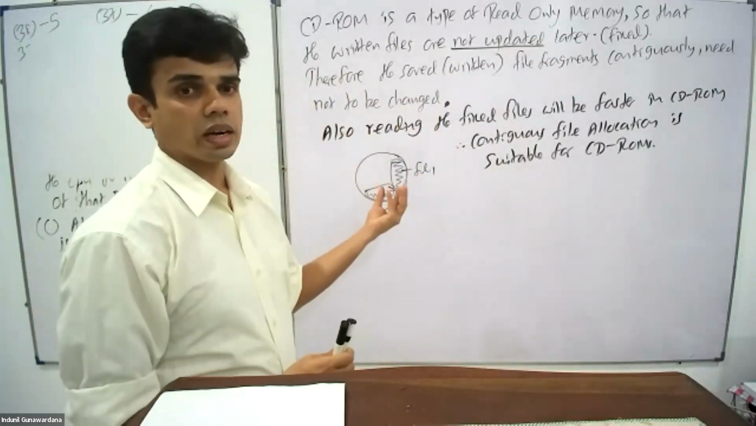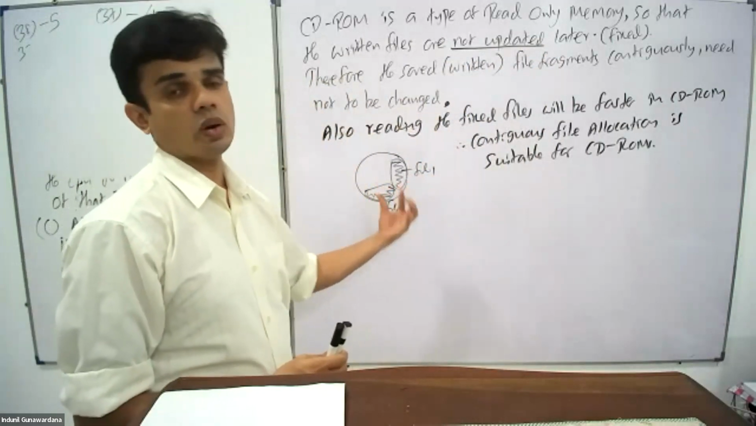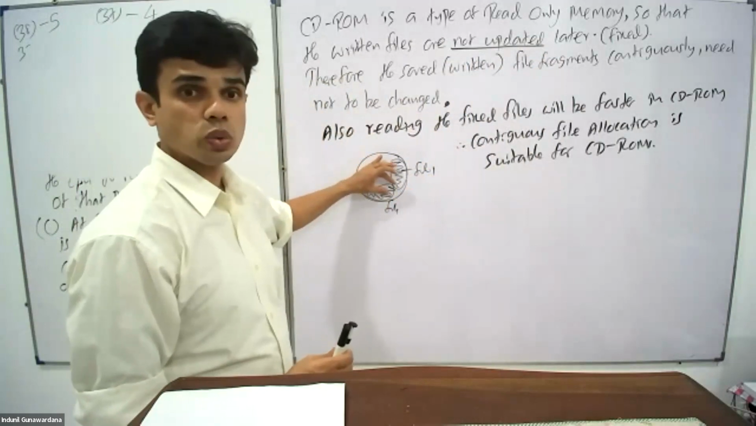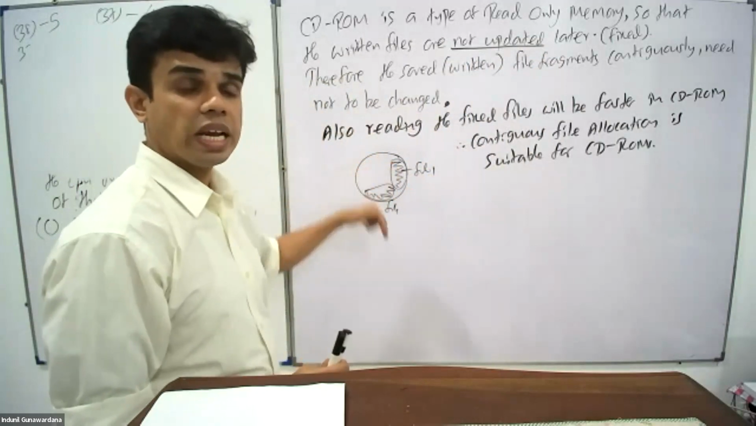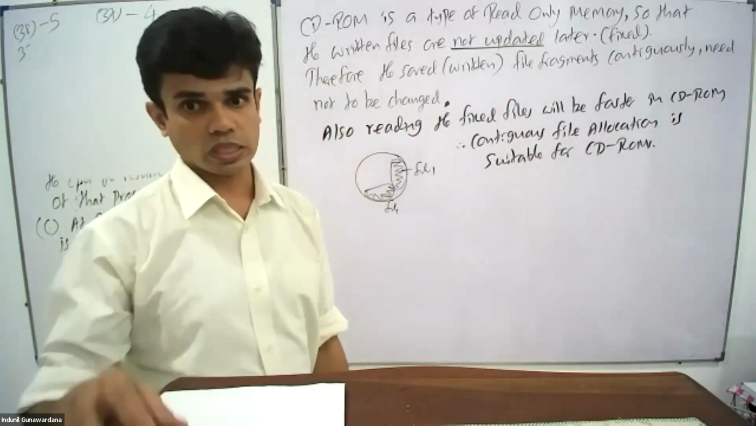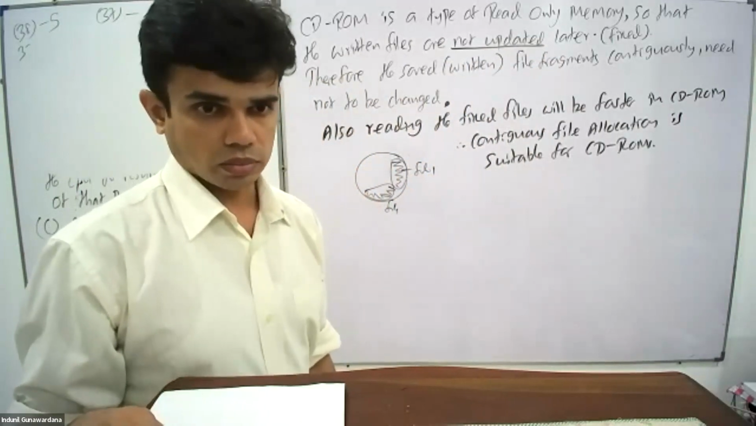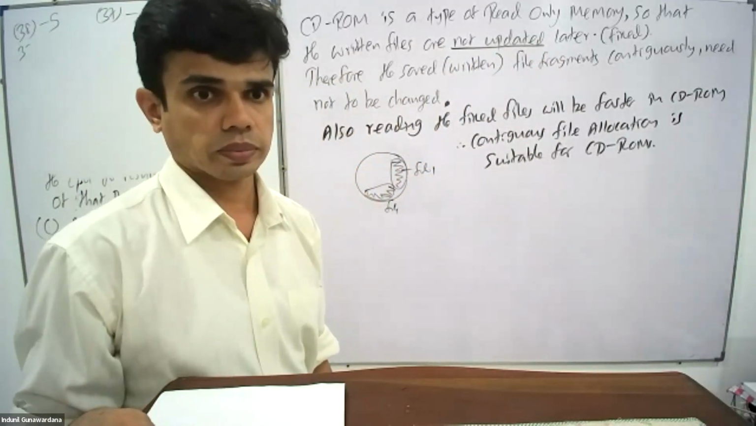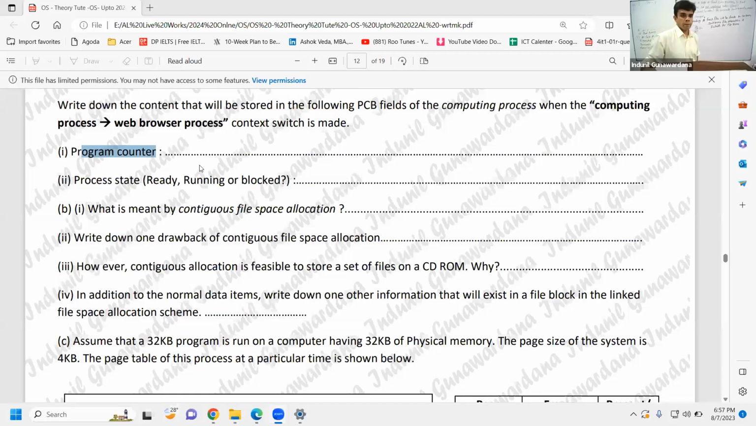No growing is done. Whenever the growing is expected, the problem comes. Why? We don't have enough space to put the updated values next to the existing blocks. Right. Then, however, yes, why CD-ROM?